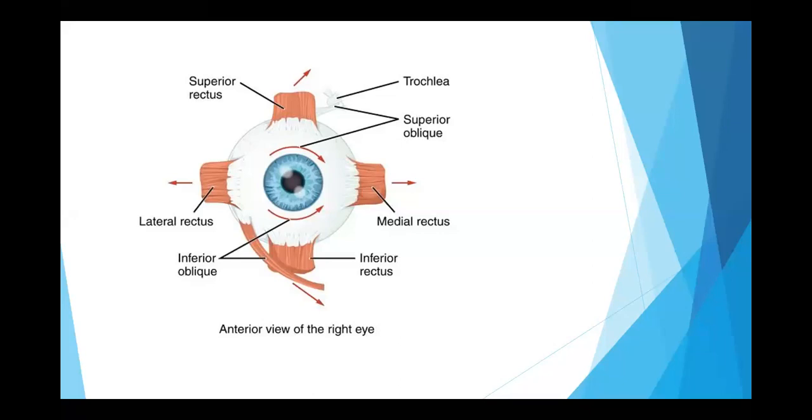You have superior and inferior rectus. Rectus means long muscle. That's why it's named. Based on the position, it is mentioned. Lateral means towards your side. Medial means towards the center. And the muscle above is superior, below is inferior. And you have 2 other muscles, superior oblique and inferior oblique.